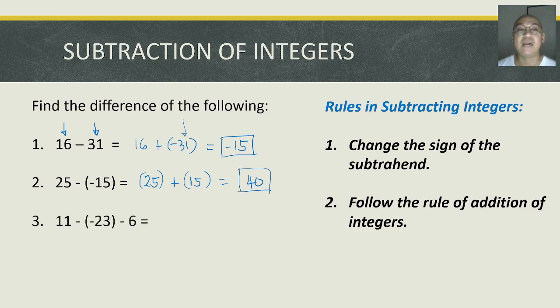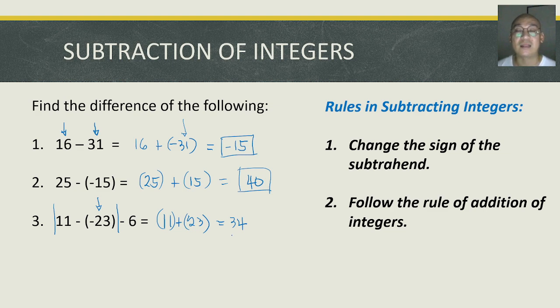Number 3, 11 minus 23 minus 6. So let's start with adding first these two. And then later on, if we're going to get their difference, we will subtract it to 6. So first, 11 subtract with negative 23. That negative 23 will be changed as positive 23. So, we're going to add. They are having the same signs, 34. And that is positive 34.